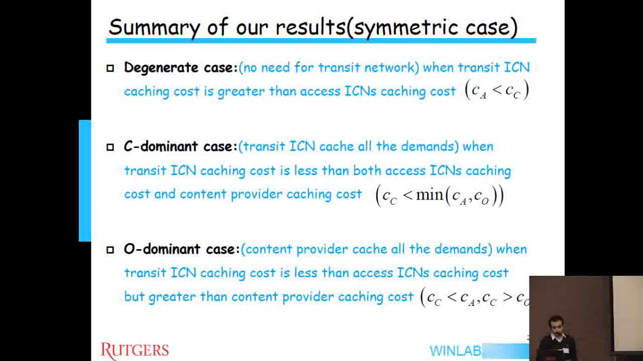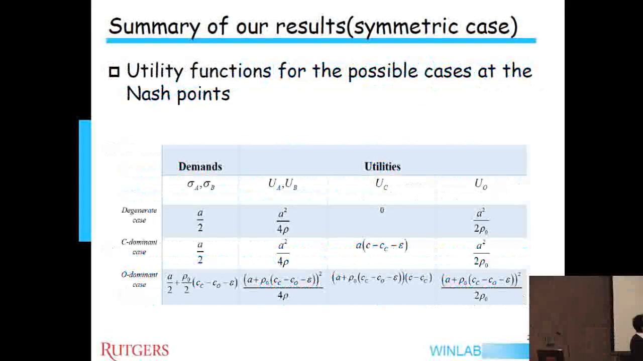This is the utility table for all these 3 cases. For the degenerate case and C-dominant case, the results are basically the same except for the transit ICN. But you can see for the O-dominant case, the result is completely different from the first 2 cases. And the important term here is the difference CC minus CO, the caching cost for the transit network minus the caching cost for the content provider. And this will make many changes to the result.